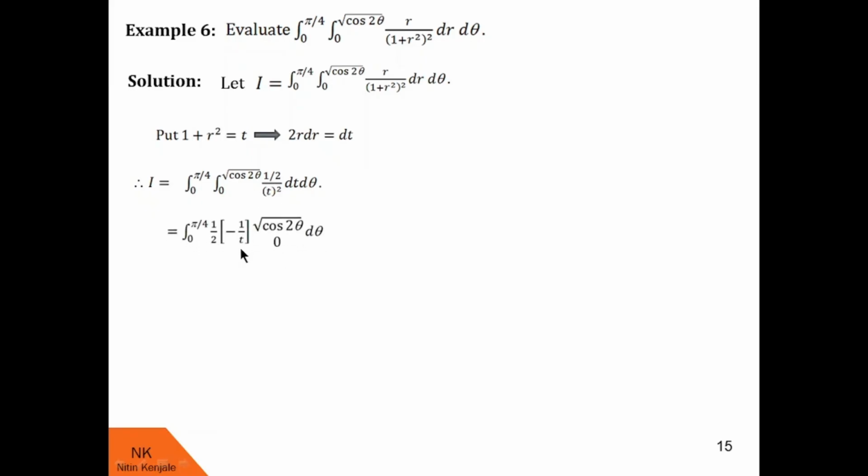To evaluate this inside integral, we are going to use a substitution technique. We will put 1 plus r square is equal to t. Therefore, 2r dr is equal to dt. Therefore, r dr is dt by 2. So this inside integral will now look like integral of dt by 2 upon t square. This half we can take out. Integral of 1 by t square is minus 1 by t. Then rewriting t as 1 plus r square, we will have this.